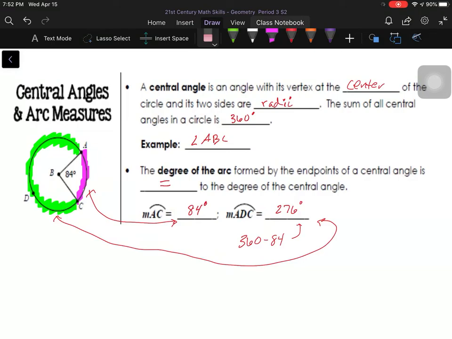So in this example, where you see the 84 degrees, that central angle, angle ABC, is 84 degrees. So the measure of arc AC is 84 degrees. The other neat thing is in a whole circle, the measure is 360 degrees. So if I want to find the other portion, like they showed the measure of arc ADC, that's the green portion, you can just take 360 minus the 84, and that gives you 276.